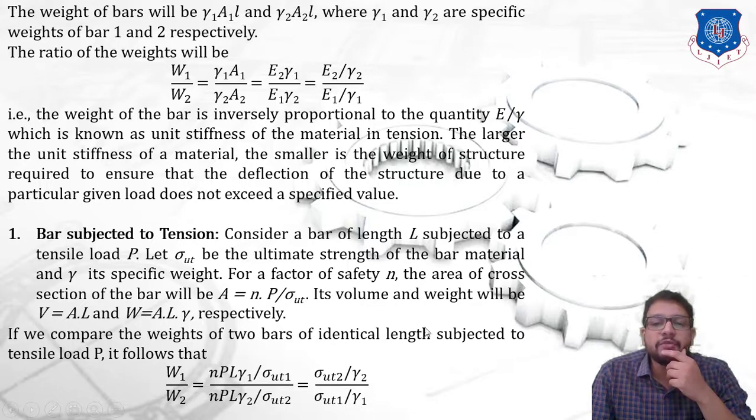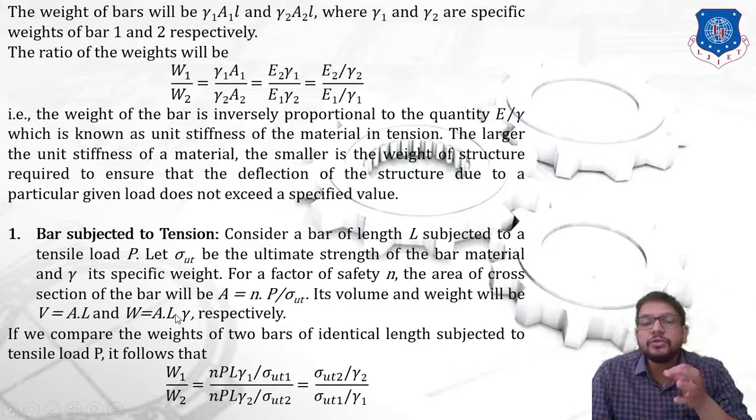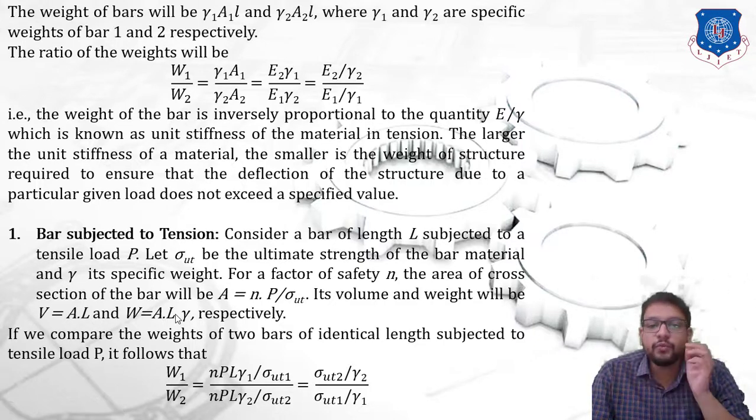Now its volume and weight will be V equals area into length. So the formula is very obvious. Area will be in centimeter square and length will be in centimeter. Now weight. So we have seen in the previous case that weight is equal to area into its length, that is volume, into the specific weight, that is for 1 centimeter cube volume, that is gamma. So this is the equation of weight, A L into gamma. So we have the area formula, the volume formula, and the weight formula.